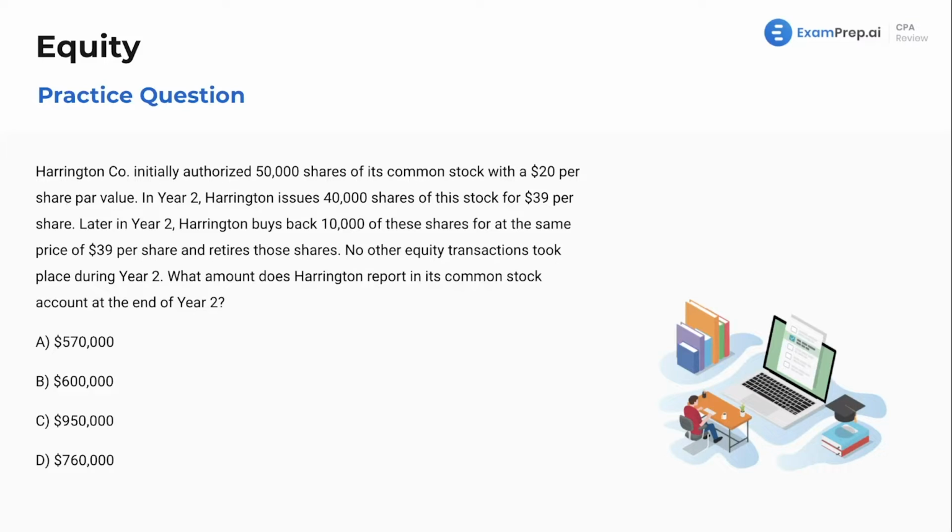How much common stock in dollars does Harrington have outstanding at the end of the year? One thing I want to bring to your attention, authorized 9 times out of 10 is going to be distractor information. We don't care. Yes, stock has to be authorized to be issued, but it doesn't matter for our purposes. What we have is only 40,000 issued. So 40,000 is going to be a good number to use.